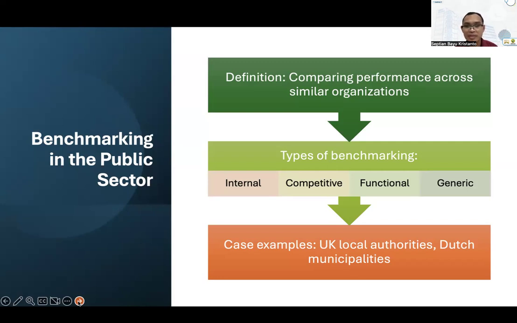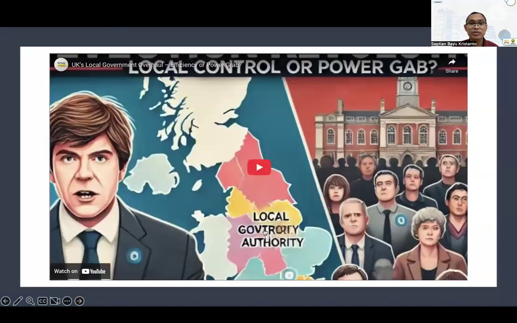In the case of examples, we have two kinds of examples that you can find in your ebooks: the UK local authorities and the Dutch municipalities. But for this evening, I have one example only, from the UK. You can look at how UK local governments successfully created efficiency with their balanced scorecard and with control in the public sector entities.